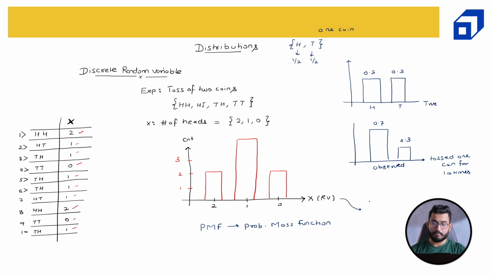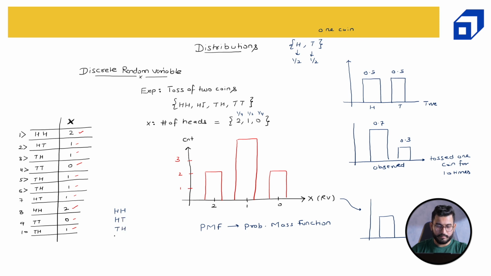Similarly, for this example, the true probabilities: what is the probability of getting 2 heads? It is 1 by 4. Probability of getting 1 head is 1 by 2. Probability of getting 0 heads is 1 by 4. How? Because I have mapped them.